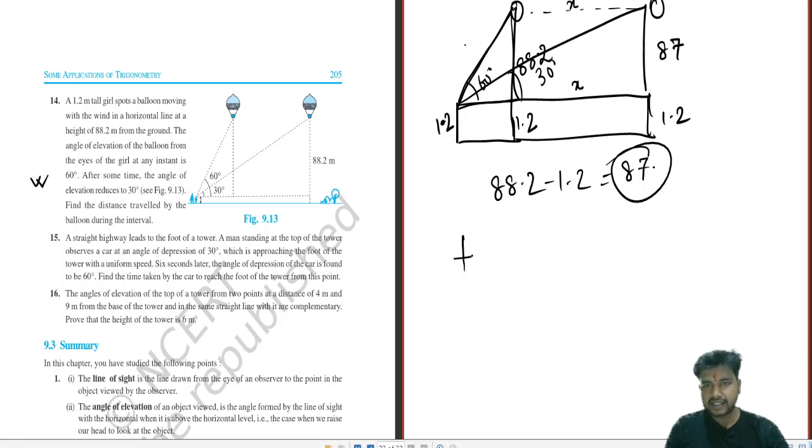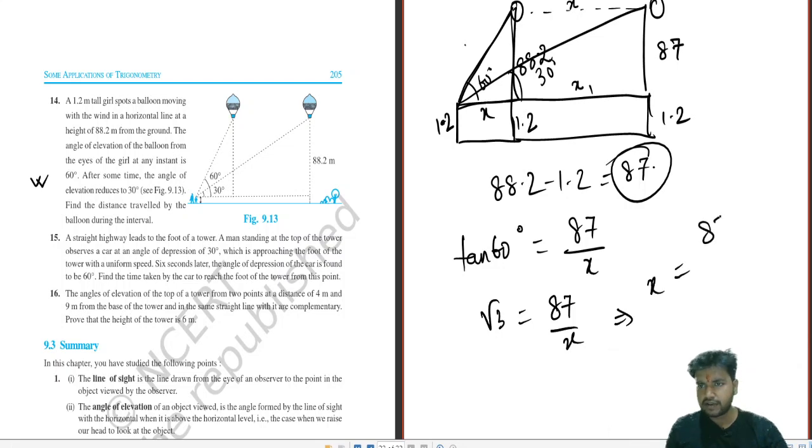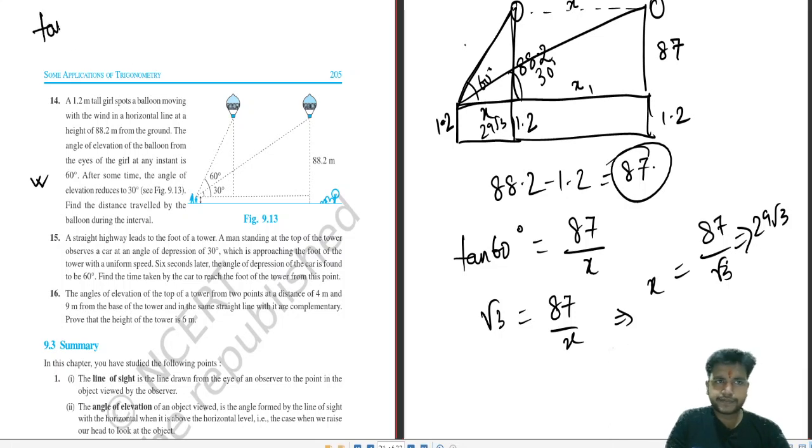So tan 60 degrees is equal to 87 by x. This will be x1. So tan 60 is root 3, so root 3 equals 87 by x, or x equals 87 by root 3, that is 29 root 3. I will keep it as that only. So this is basically 29 root 3. Now for solving this 30 degrees, tan 30 degrees is equal to 87 by x plus x1.